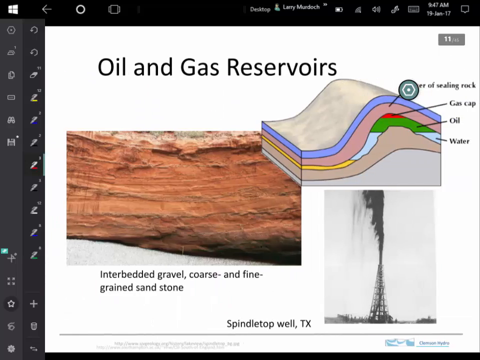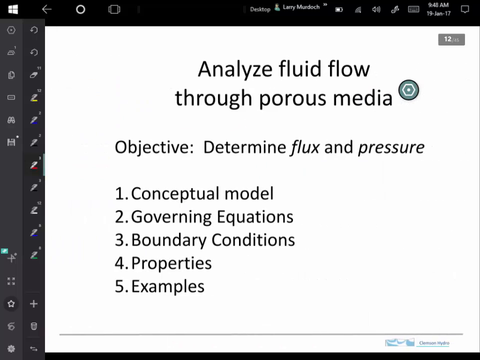So flow of groundwater will be one important application, but there are a variety of other fluids flowing through porous media that we might also be interested in. Oil and gas reservoirs are a good example. And so we'll keep that on the list of things that might form important applications. Okay, so that's kind of a quick run through some of the things that we might want to do when we understand porous media, or some of the applications for it.